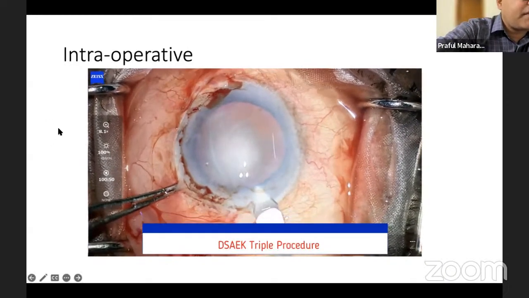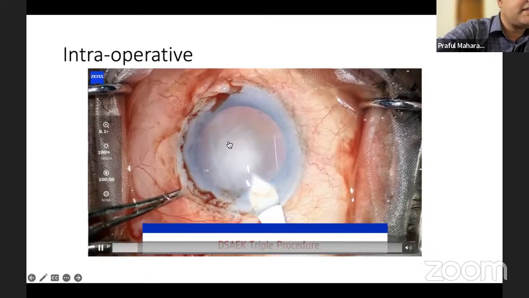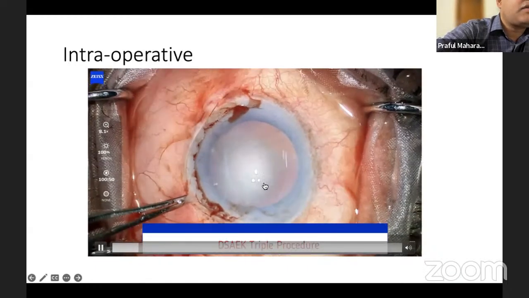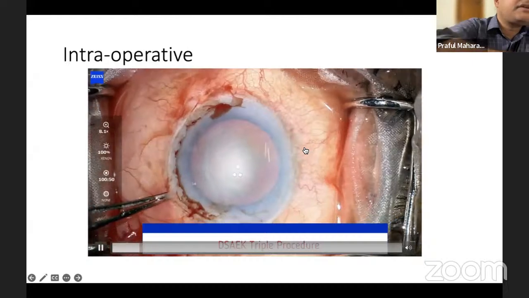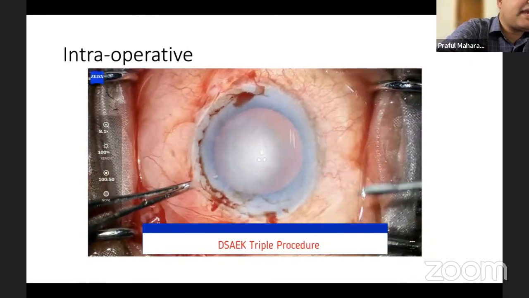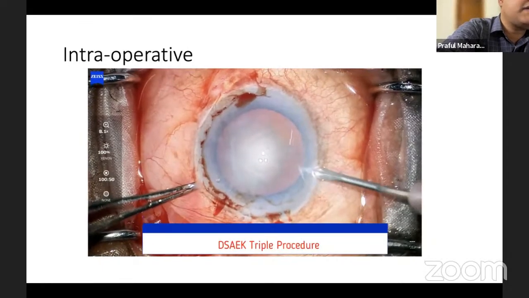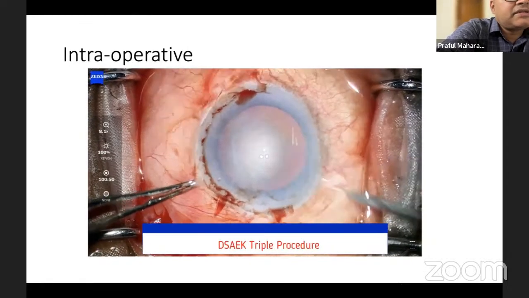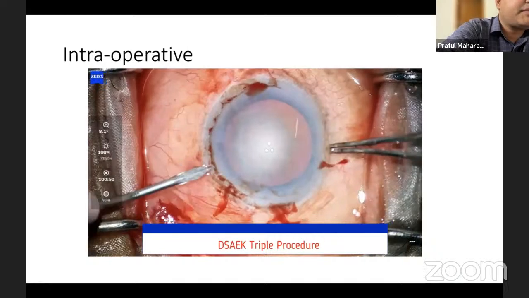As you can see, it was a central haze here, but you could see a lot of DM pores, suggestive of some sort of endothelitis maybe. And the cataract was NS, nucleus grade 2 to 3. So we thought of going for a DSAEK triple procedure here.